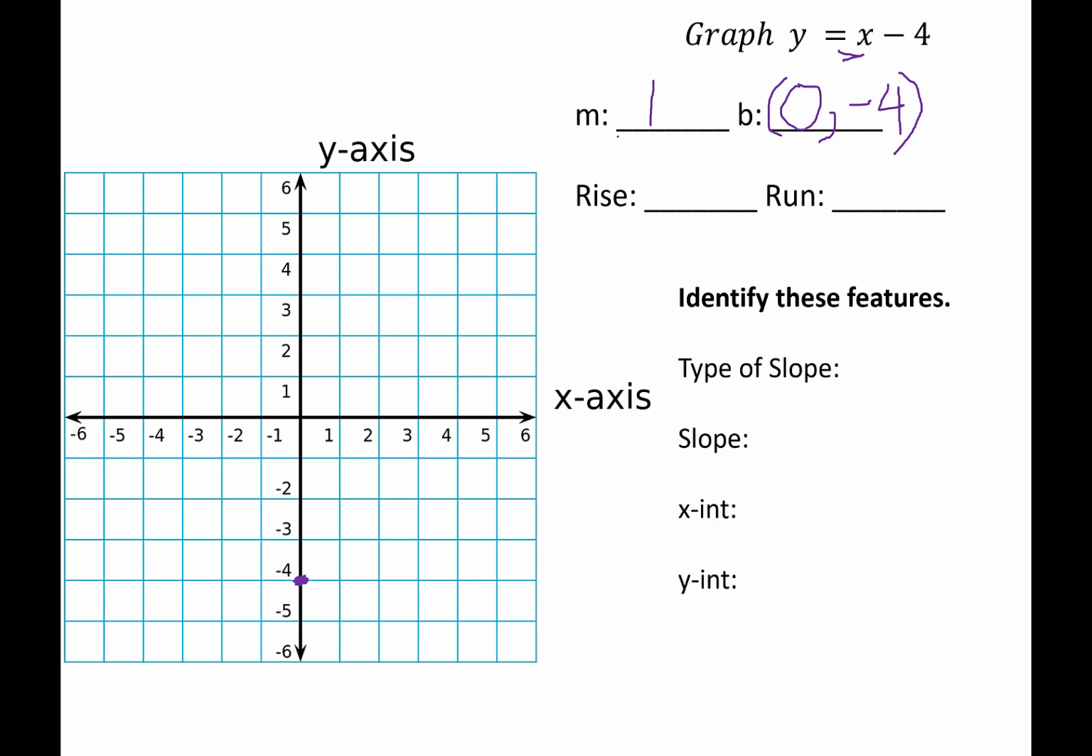Now I need my rise and my run. Well, my slope is 1, right? So I know my rise is 1, but what is my run? How would I write this as a fraction? Remember, all whole numbers can be written as a fraction over 1. So in this case, 1 over 1. So my rise is 1 and my run is 1. So this tells me I'm going to go up 1 over 1. And that's where my next dot's going to be.